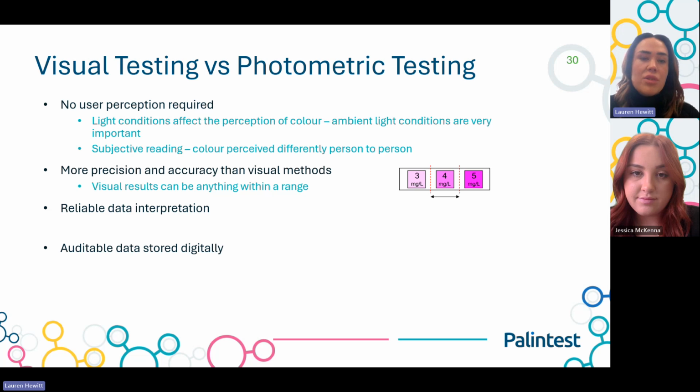As we've just seen, visual testing is impacted by user perception and the surrounding environment. Photometric testing is more precise and accurate. A visual result can be within a range of colours and not an exact value. A photometer will give an accurate on-screen result, not relying on any user perception, therefore taking the decision-making away from the user. This result is then stored in the instrument memory and can be uploaded onto our digital software platform, Pale and Test Connect, where it can be used for audit purposes.